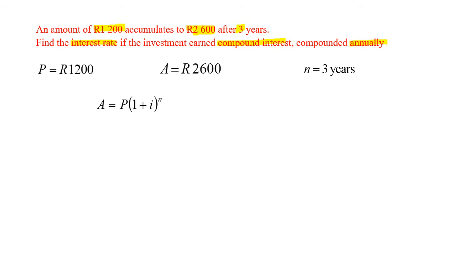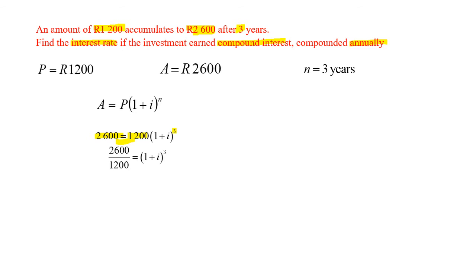So I use the compound interest formula, and to make it easier, I plug in the values that I know. I know the value for A, I know the value for P, and I now need to calculate the value for i. I also know the value for n, which is 3 years. The first step, remember the 1,200 can move over to the other side and become division. So 2,600 divided by 1,200 is equal to (1 plus i) all raised to the exponent 3.